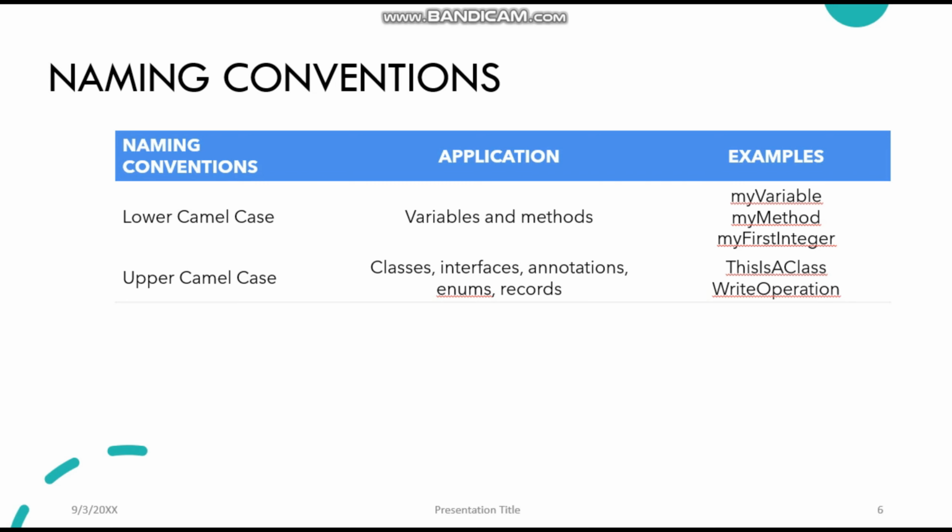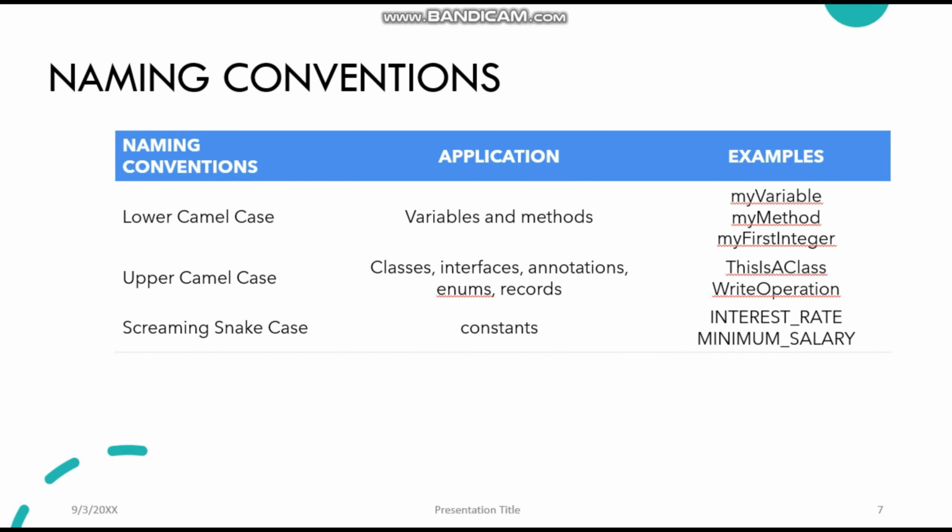We also have the classes, the interfaces, the annotations, the enumerations, the records. In this case, we have to write them in upper camel case. They have to start with a capital letter. So this is a class, it starts with a capital T. Also, WriteOperation starts with a capital W.